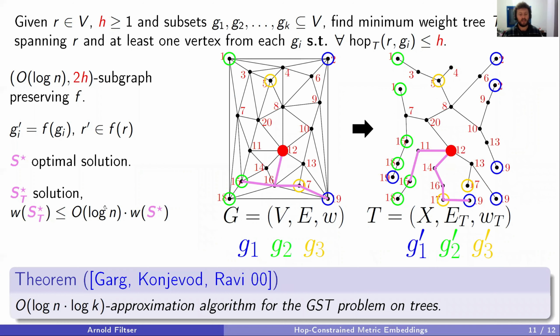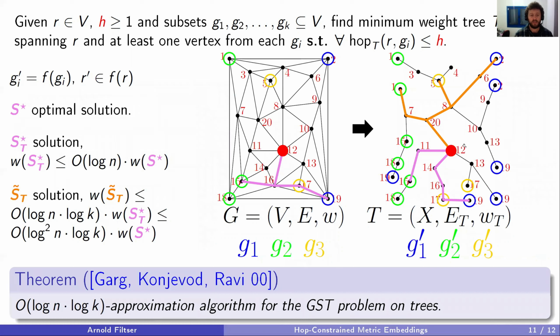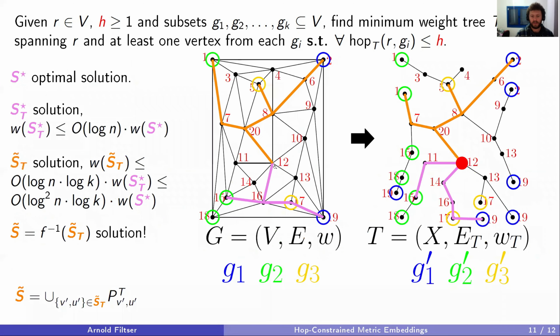Now, Garg et al. constructed the log n log k approximation algorithm for the group Steiner problem in trees. So this is just a tree, no hop constraints, so we can use Garg et al. And we find some valid solution in the tree, S tilde T, of weight at most log n log k times the optimal solution, which by itself has at most log cube n log k times the optimal solution in the graph G. Okay, so we find some nice solution.